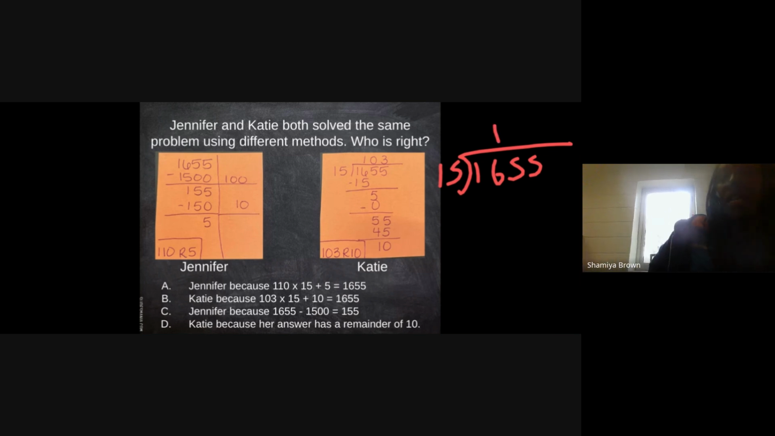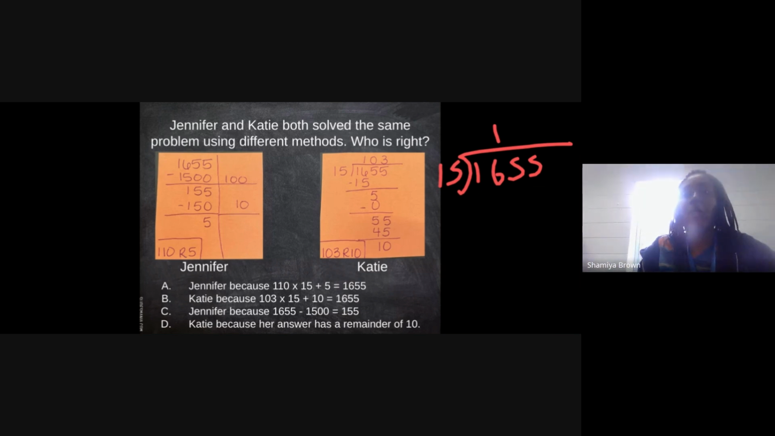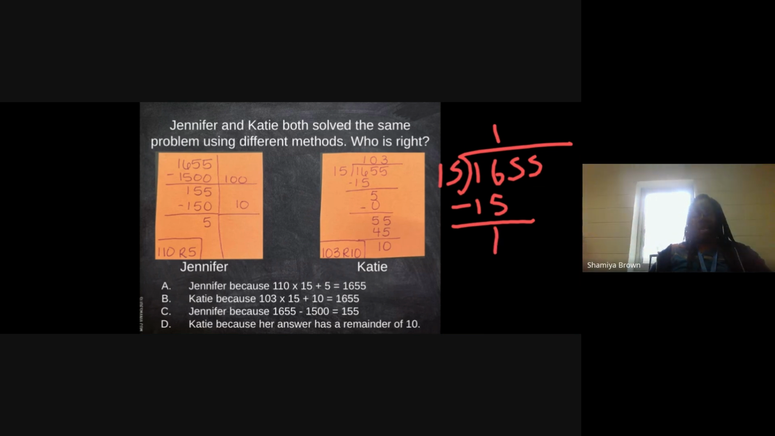Good job. So now I would multiply 15 times 1, which will give me 15. Put that down there. Then I'm going to subtract. 16 minus 15, of course, would give me 1. Then I'm going to bring down my 5 right here. So now I'm trying to see how many groups of 15 I can get out of 15. 15 divided by 15 would be 1.